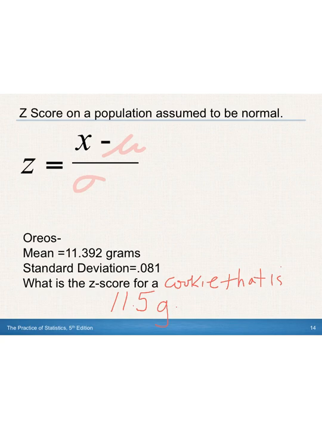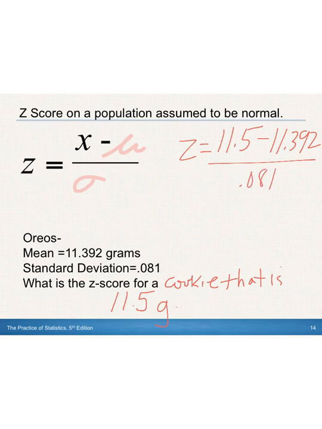So we're just going to do a forwards one where we're going to find the z. We don't know what the z is, but we do know the data point, the cookie, and then we're going to go ahead and subtract the mean from it and divide by the standard deviation. And then when we're done, it's going to tell us how many standard deviations away from the mean an 11.5 gram cookie is. 11.5 minus 11.392 divided by 0.081.